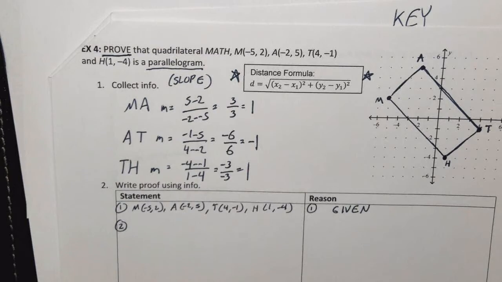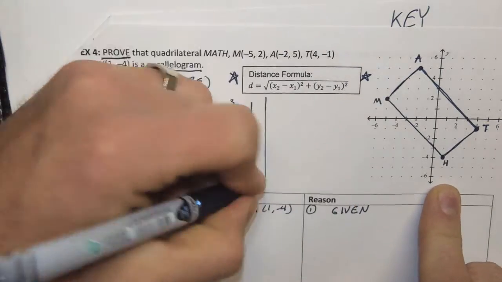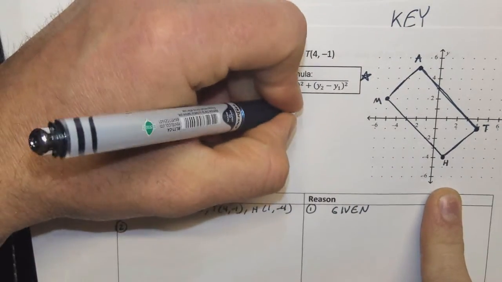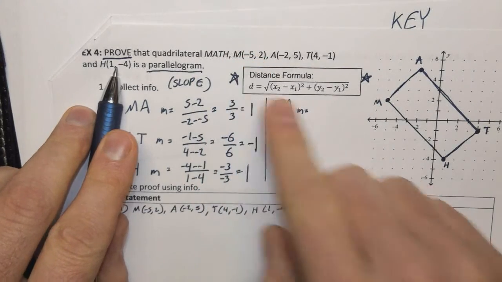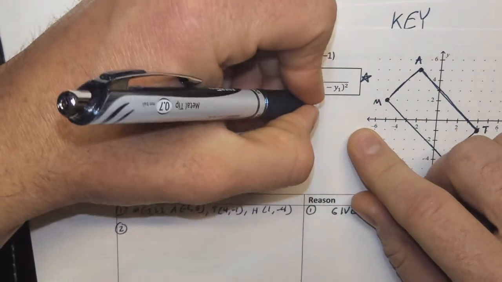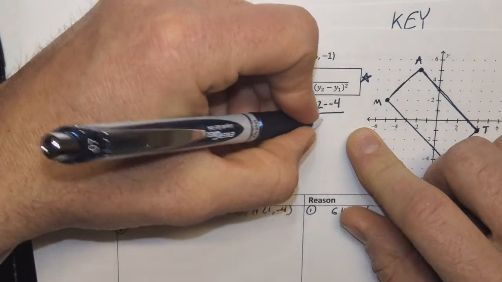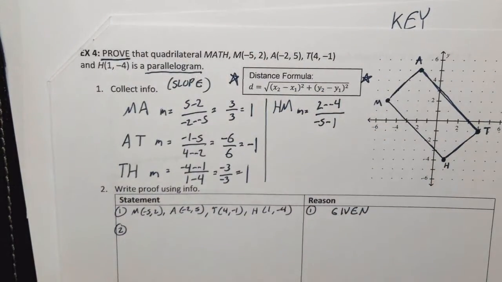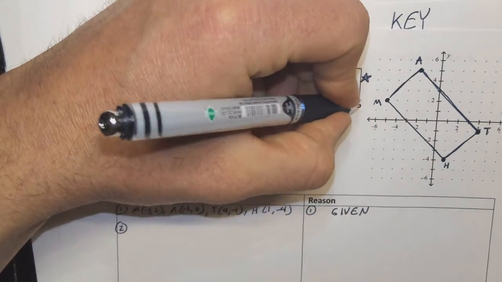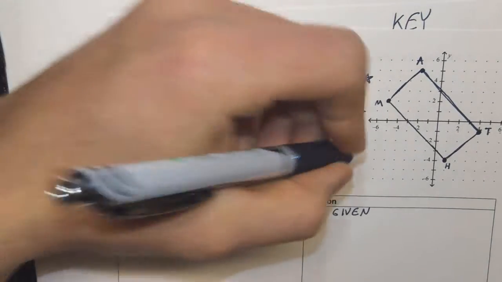My last slope that I'm going to calculate is going to be the wrap-up one, and it's going to go from H all the way up here to M. So that means I'm going to be using this point H right here and this point M right there. So let's see if we can do it. That's going to be 2 minus a negative 4, and it's also going to be negative 5 minus 1. Calculating the slope for this one, we're going to end up with a big 6 in the numerator and a negative 6 in the denominator. We're going to end up with a slope of negative 1.